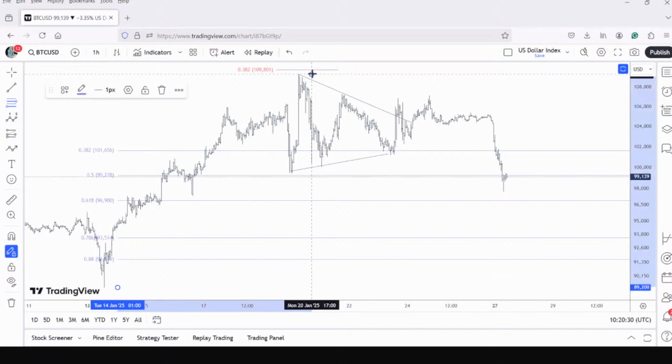Okay, it could be a correction of the entire rally as well. And if it is, then there should be a five-wave decline. I think there is a four-wave decline till now. And we look into a drop towards 96,000.